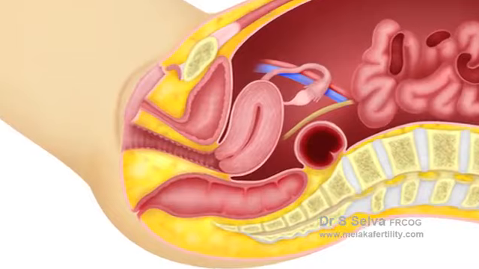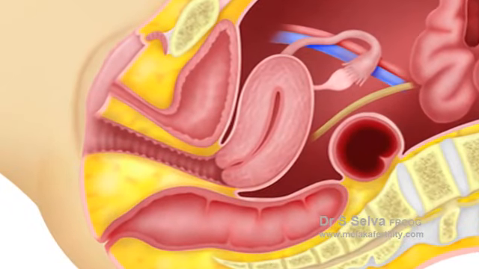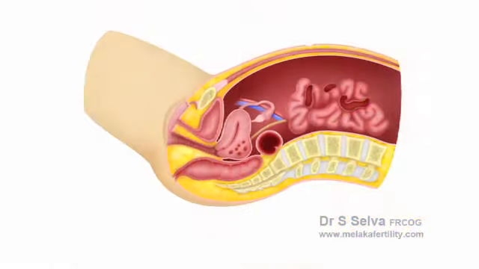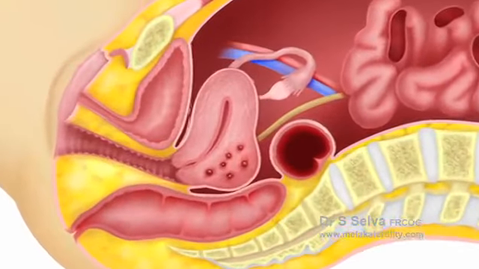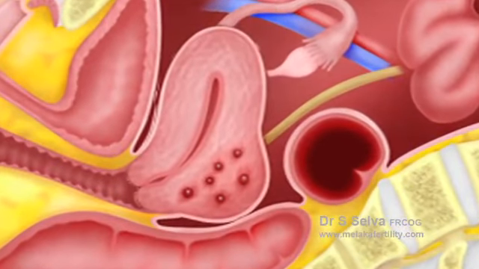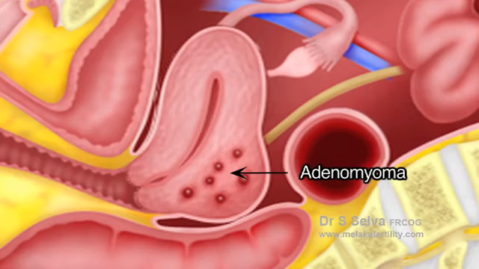This is a drawing of the normal female reproductive organs from a side view. This is the uterus. In front of the uterus is the urinary bladder and behind it is the rectum. Adenomyosis may involve only one part of the uterus focally. When this occurs, the nodule formed is called adenomyoma.